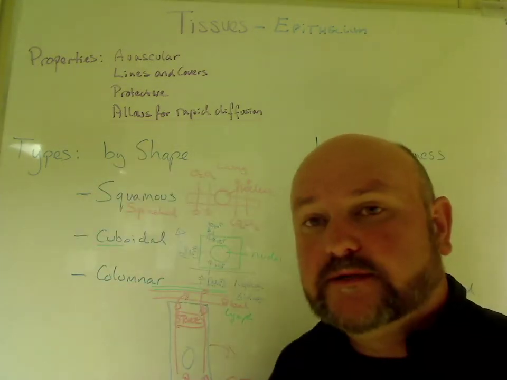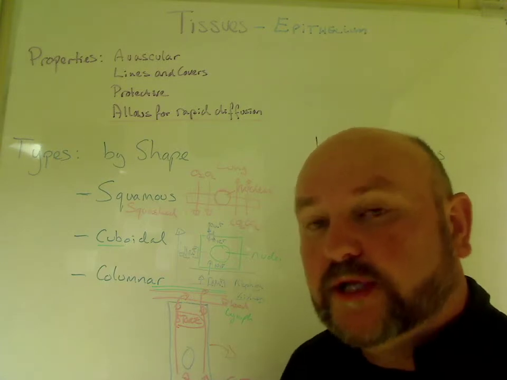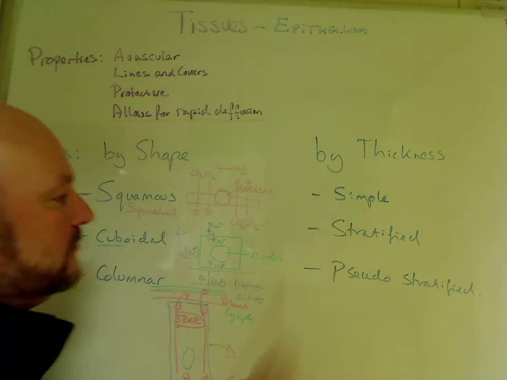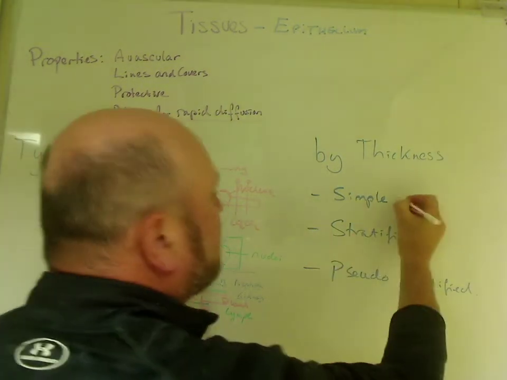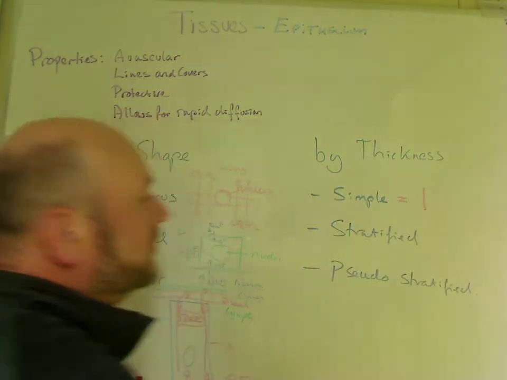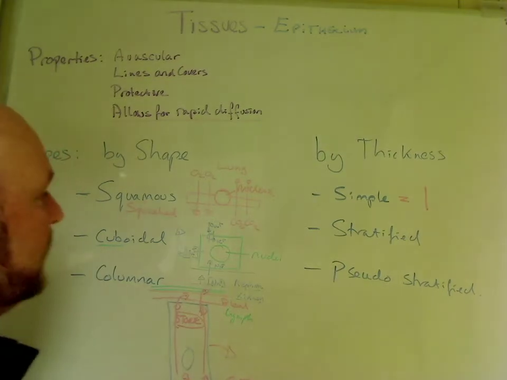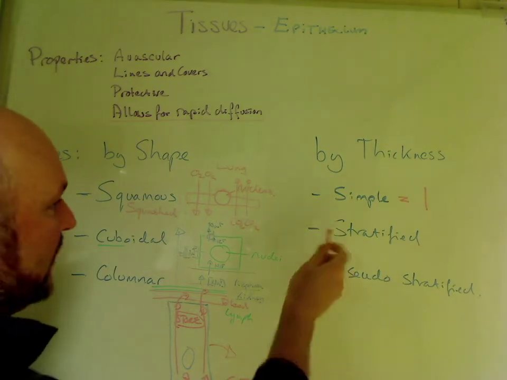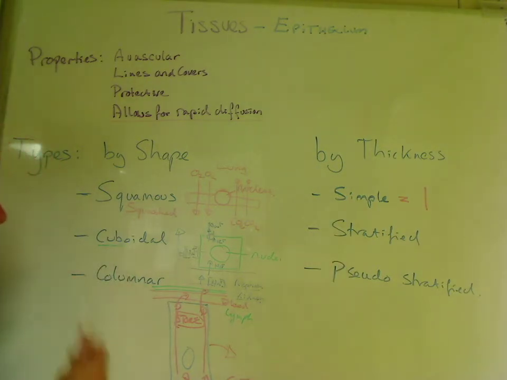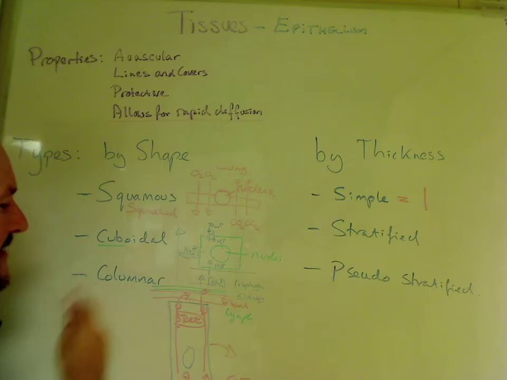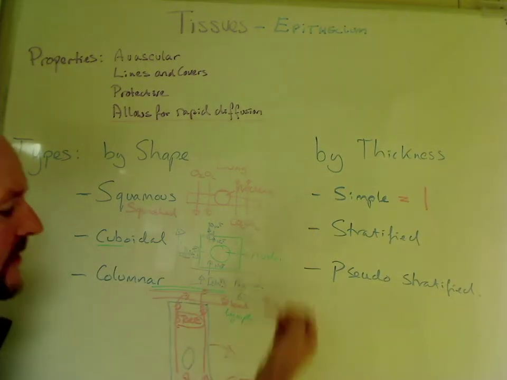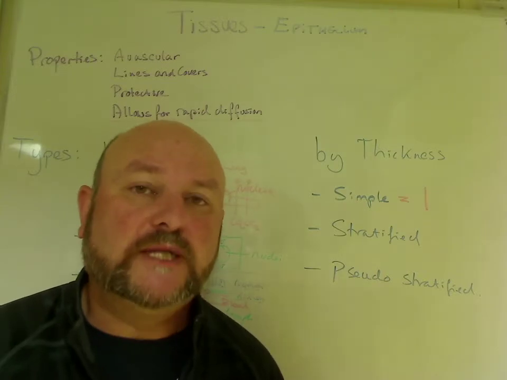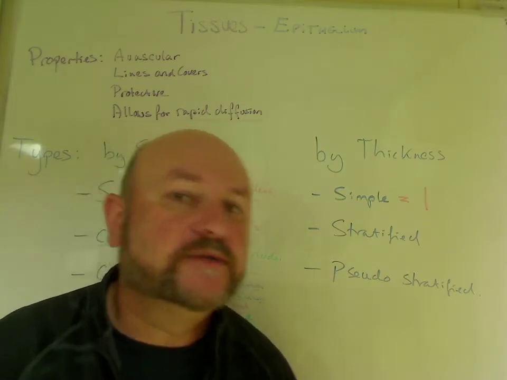Now we need to consider the final part of it really and look at the layering of it. So layering can be simple, which equals one layer. So if you have one layer of squamous, it is simple squamous. If you have one layer of cuboidal, simple cuboidal, one layer of columnar, simple columnar. Now in all of these three examples I've given you, all three of those were simple, meaning they just had the one layer of cells.